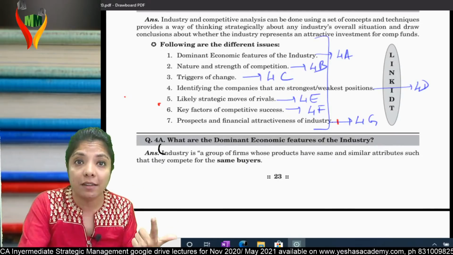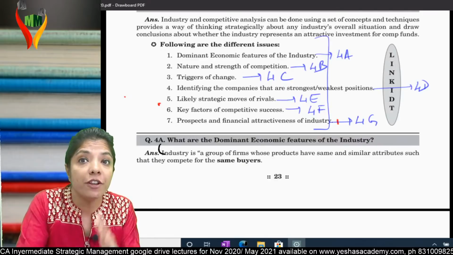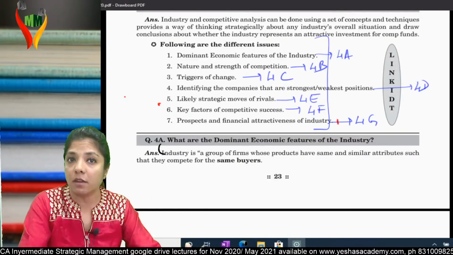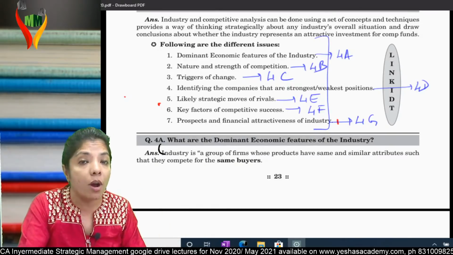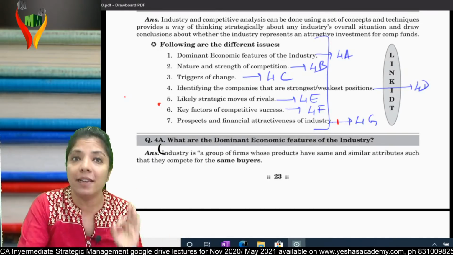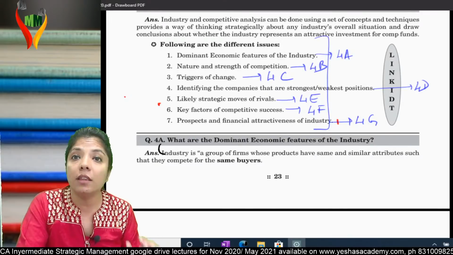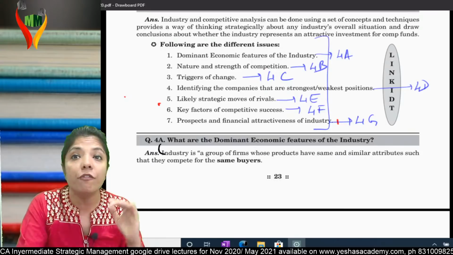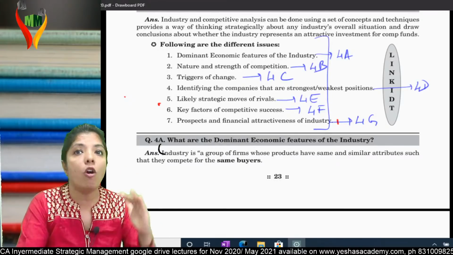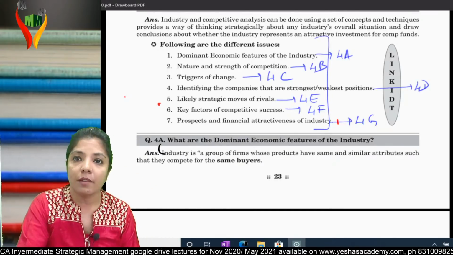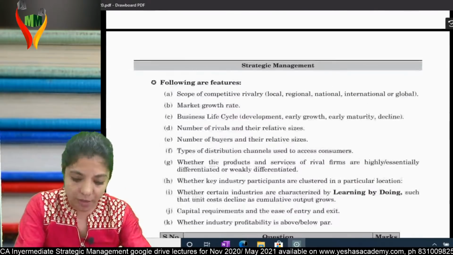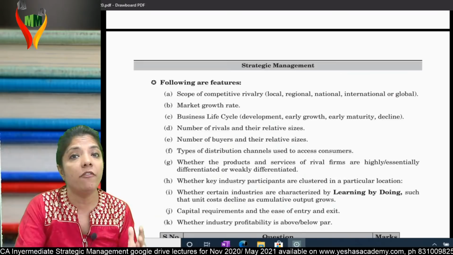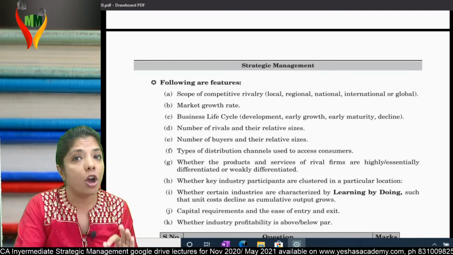So every industry has some dominating economic feature. Economic means money. Monetary features. Before entering into industry, I'm not saying don't enter, but always do your homework, be well prepared and then enter. So what are the dominant economic features means what are the most important features, and you should be aware of those features and then only you should enter. So how many points I've given? I think they've given 11 points. 11 dominant features.